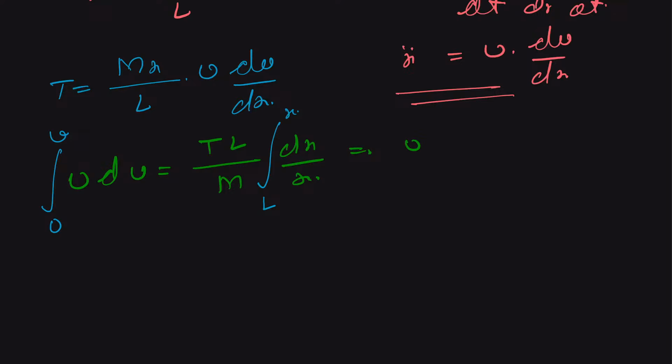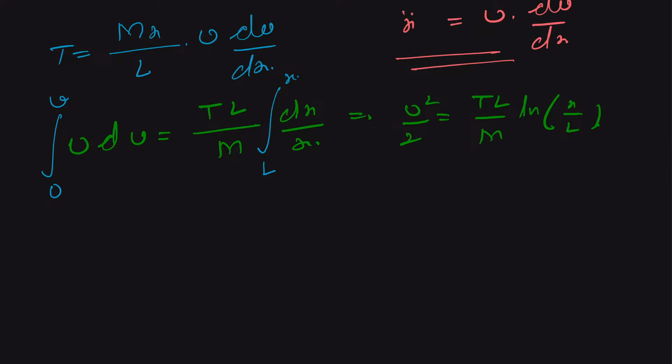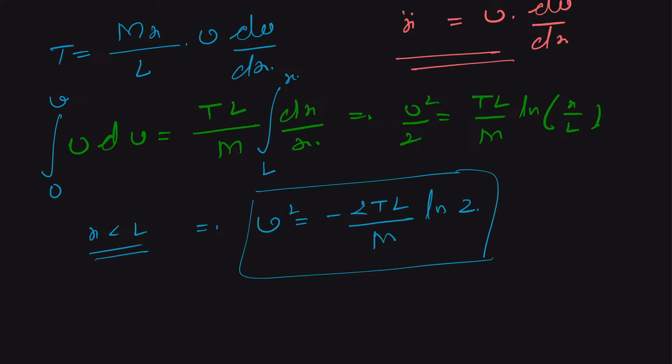So from here we are going to get v square by 2 is equal to TL upon m, and this will be natural log of x upon L. Basically that will be natural log of x minus natural log of L, giving us x upon L. And we know that x is less than L, so the logarithmic term will be negative. Therefore v square will be equal to minus 2TL upon m, and we know x upon L we have taken as z, so we can write this as natural log of z. So this is our velocity.